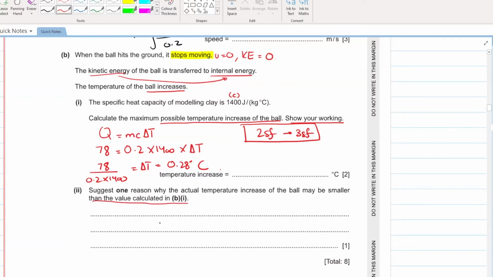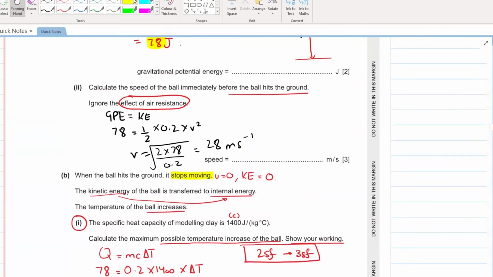Suggest one reason why the actual temperature increase of the ball may be smaller than the value calculated in B part 1. Beta, why will the actual temperature be lower than the one which we have calculated here? Hmm. Any ideas? Do you see this statement? ये statement देख रहे हो यहाँ पे? Ignore the effects of air resistance.